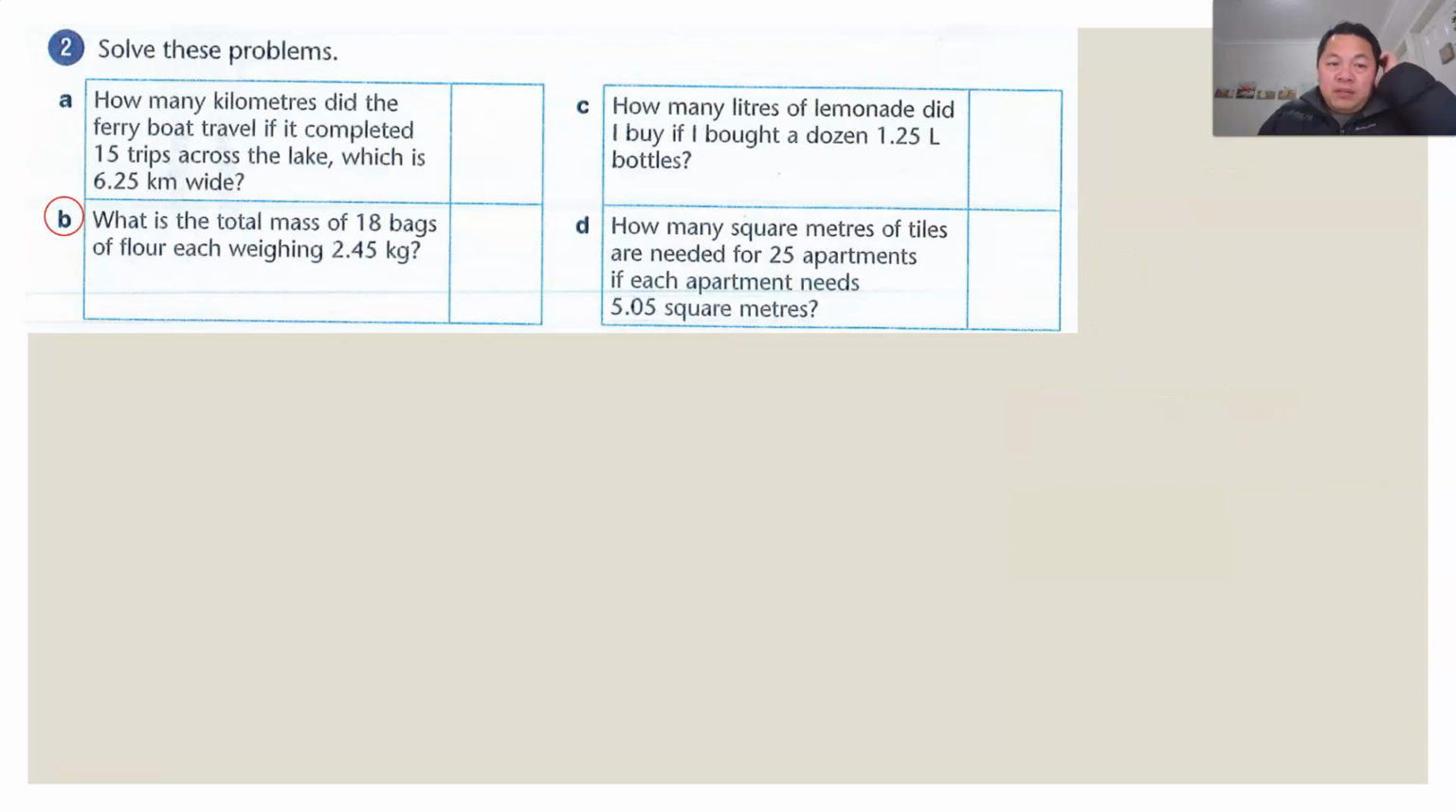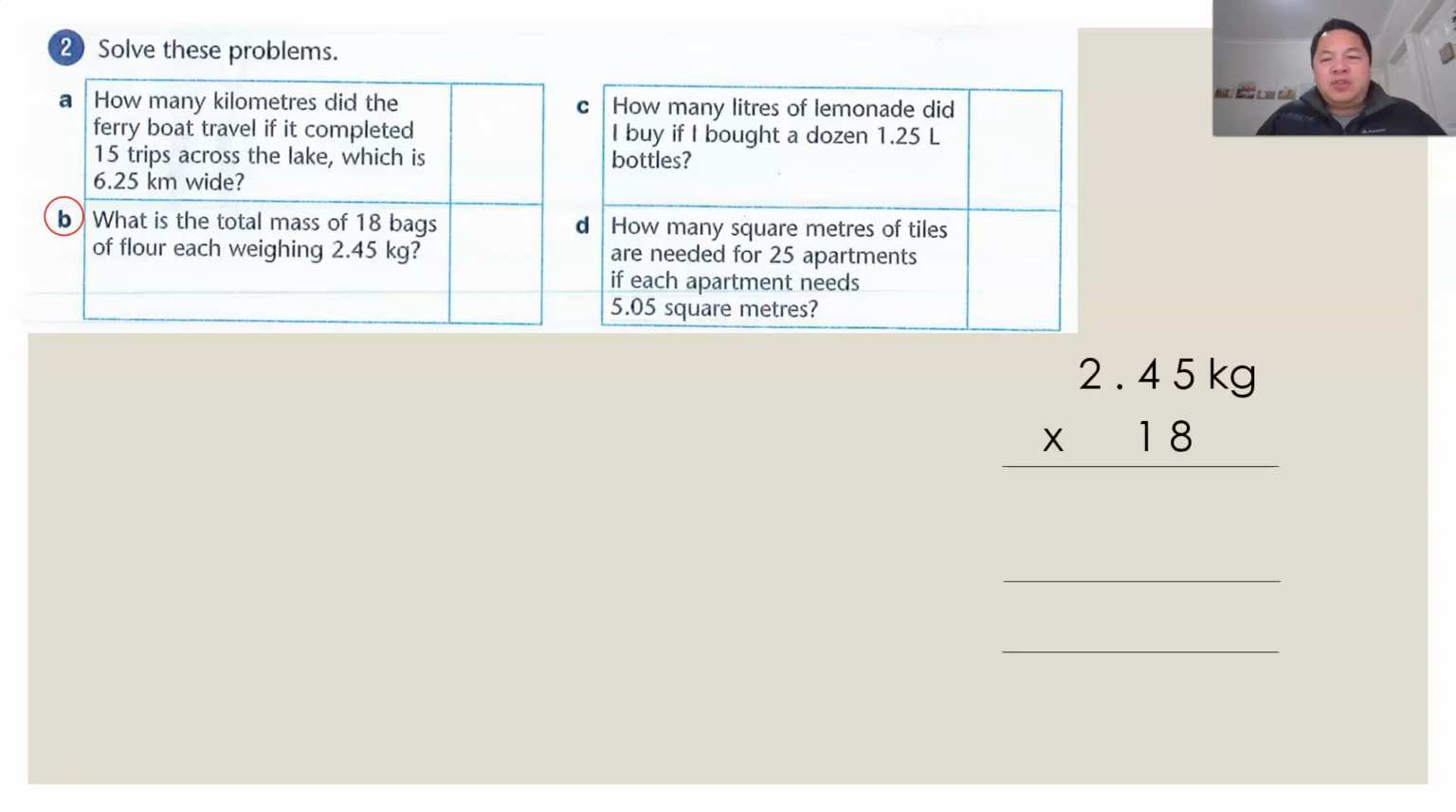And then again, use B as an example. 18 bags of flour, each weighing 2.45 kg. So times 18. Again, 5 times 8 is 40, sorry. And 4 times 8 is 32, 32 plus 4 is 36. 2 times 8 is 16, 16 plus 3 is 19. Again, because I'm multiplying by a tens, you put a 0 down first. 5 times 1 is 5, 4 times 1 is 4, 2 times 1 is 2. You add up again, and the result is 4410.